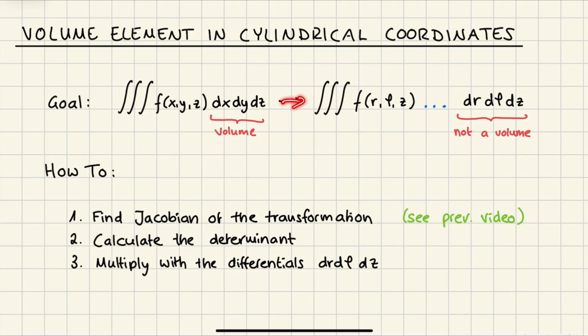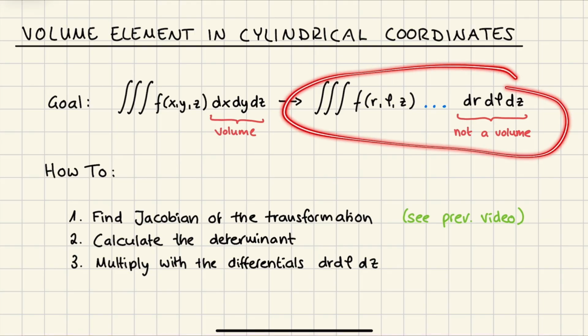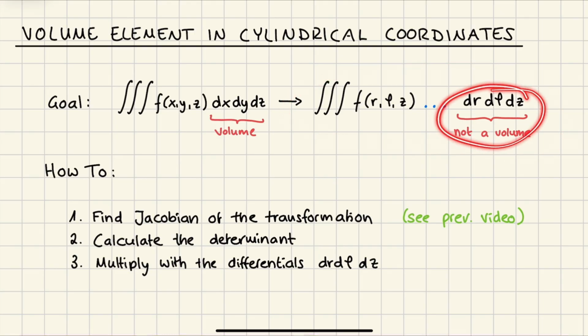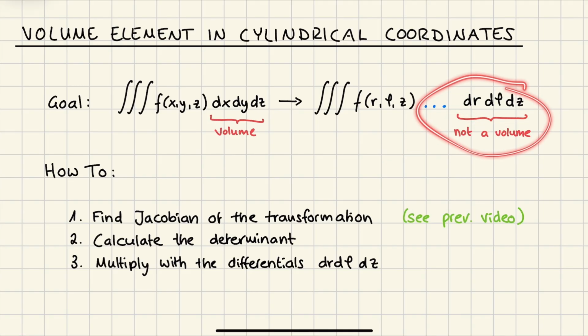Now, the problem is, if we transform this into cylindrical coordinates, that integral is now going to use the variables r, phi, and z. The problem is, again, thinking in terms of dimensions, this is a length, and this is a length, but this is an angle. And length times angle does not result in a volume. For this integral to work, however, this needs to be a volume, which means we need an additional factor that we can multiply with those differentials in order to turn this into a volume. And the way we're going to do that is the following.